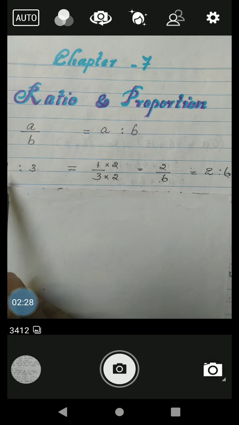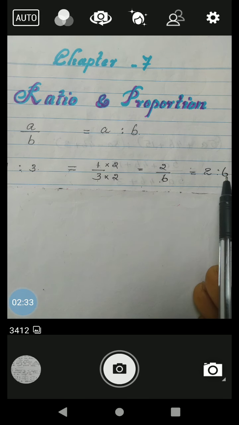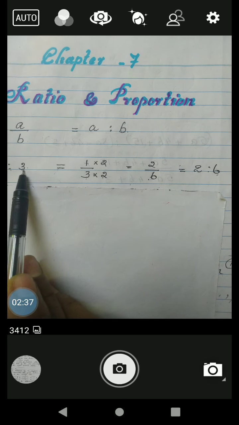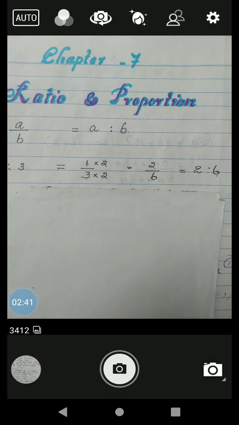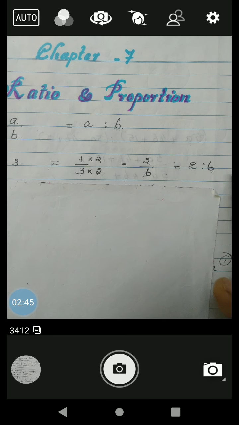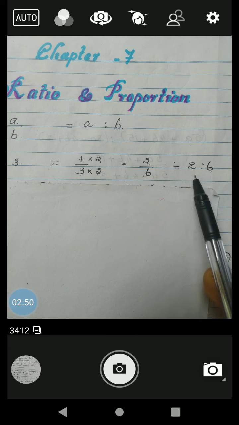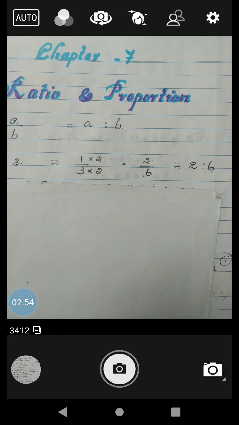We can see 1 is to 3 is the same as 2 is to 6, because when we simplify this, we will get the same result. 1 is to 3 is equal to 2 is to 6. And if we divide both by the same number, divide both sides by 2, what will we get? We will get 1 is to 3 itself.